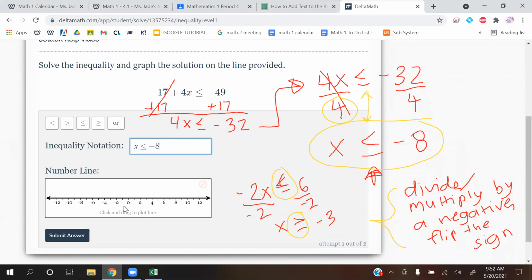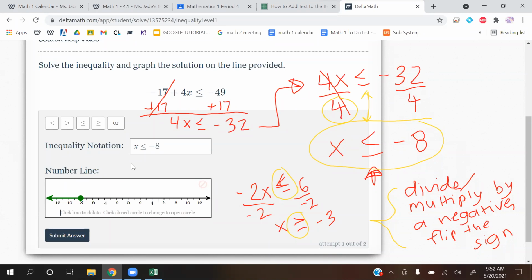And then we just click and drag to plot the line. Here's negative 8. And then I'm going to just drag it all the way to the left because less is numbers like negative 9, negative 10, negative 11, and negative 12. It's all the stuff to the left side. Less is left. Both of those start with L if you can't remember.